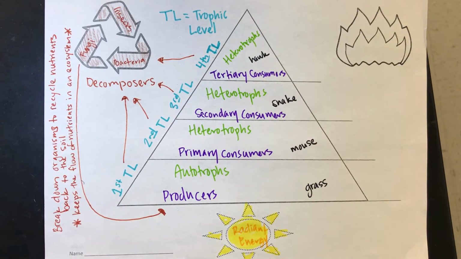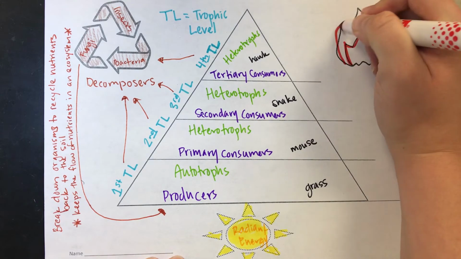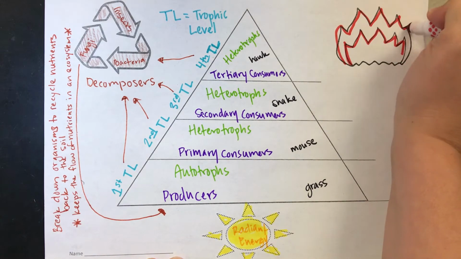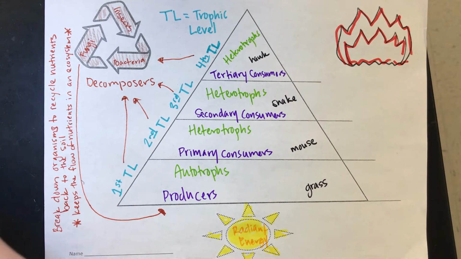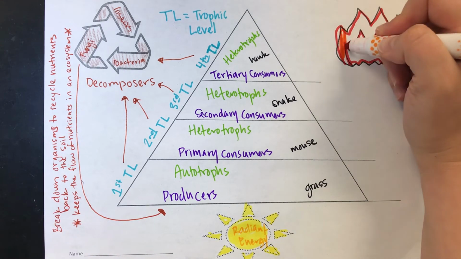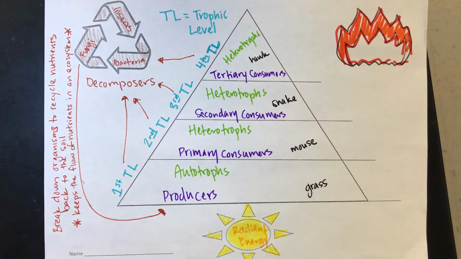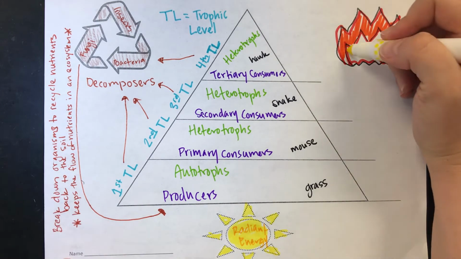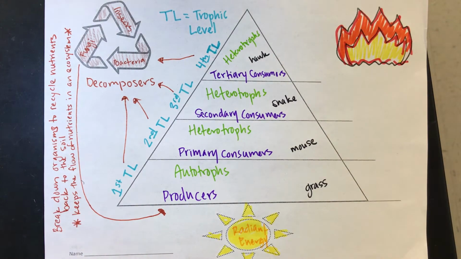color in our little fire flames. You can use whatever combo of colors you like. I am going to use red and orange and yellow. And while you're coloring, I'd like you to think, what type of energy are these flames representing? So I'm going to get to that in a second.